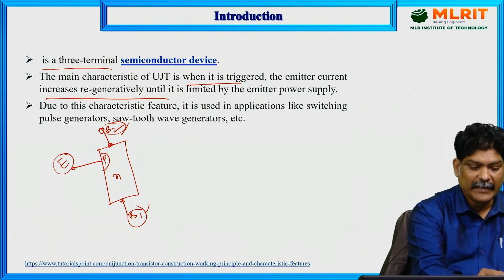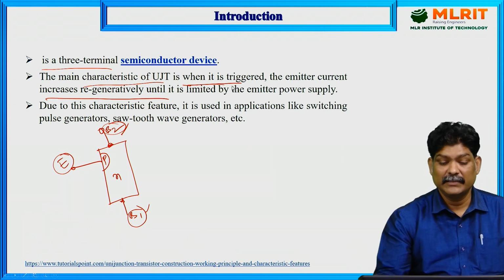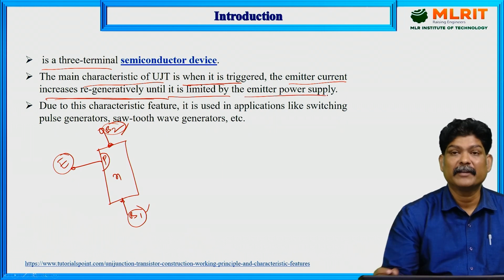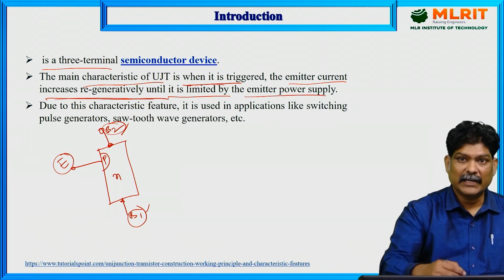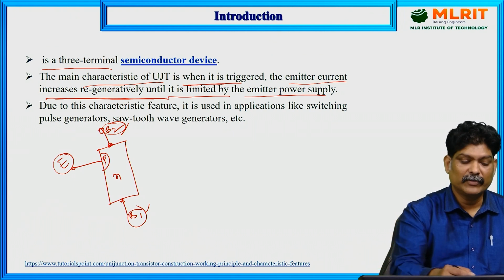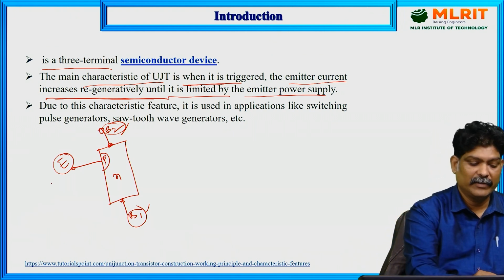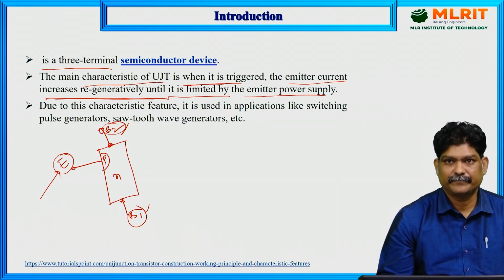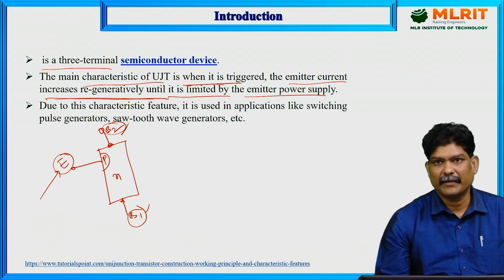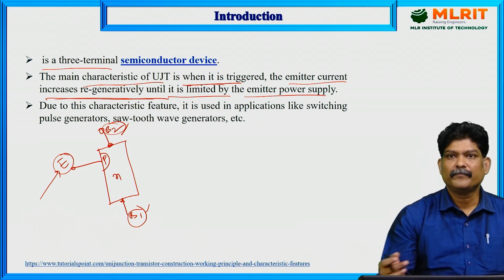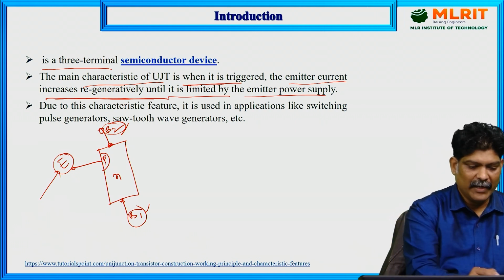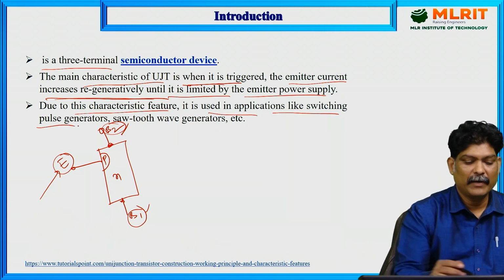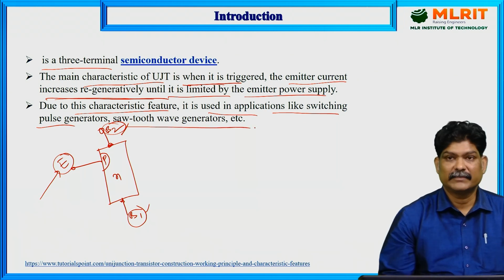The main characteristic of UJT is that when it is triggered, the emitter current increases regeneratively until it is limited by the emitter power supply. So the current keeps flowing through the UJT unless you give an external trigger voltage, the emitter supply. So the emitter is the control terminal here, which can control the current flow through the UJT. Due to this characteristic feature, it is used in applications like switching pulse generators, sawtooth wave generators, etc.